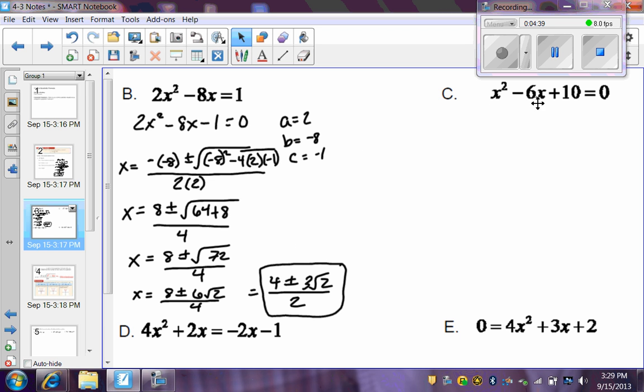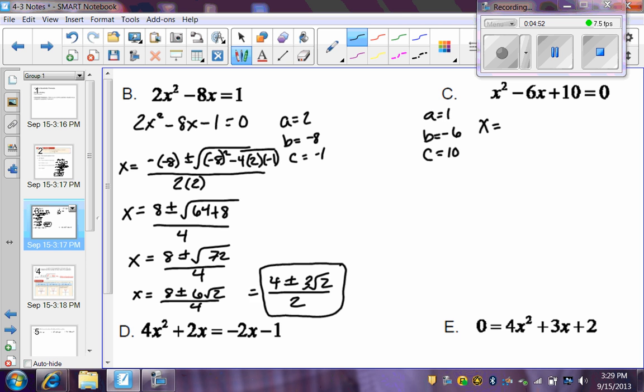On C, it's already in standard form, so I have that a is 1, b is negative 6, and c is 10. So x equals negative 6 plus or minus the square root of b, which is negative 6 squared, minus 4 times a is 1, and c is 10, all over 2 times a, which is 1.